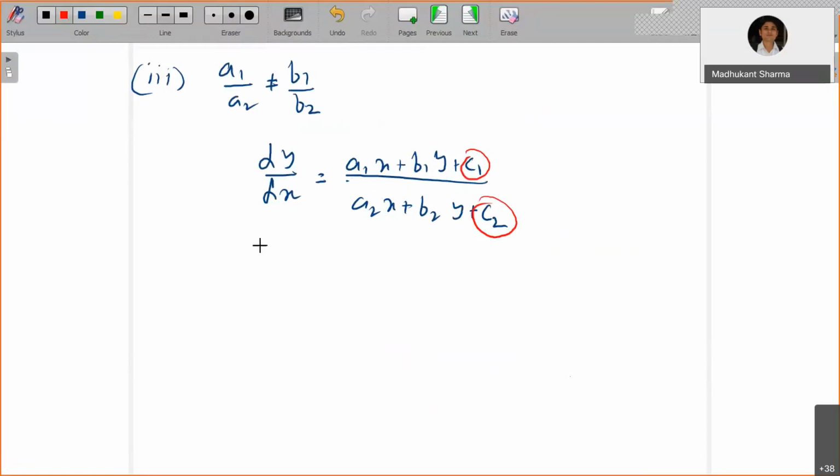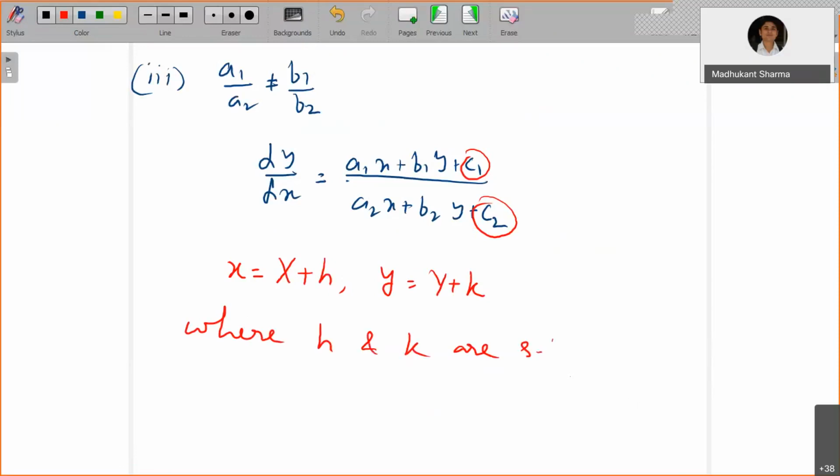So this suggests we transform it by x equals x plus h and y equals y plus k, where h and k are such that a1h plus b1k plus c1 equals 0 and a2h plus b2k plus c2 equals 0. So you have two equations in two unknowns, which can certainly be solved, since this has a unique solution. These two equations have a unique solution because a1 by a2 is not equal to b1 by b2, so the determinant is non-zero.